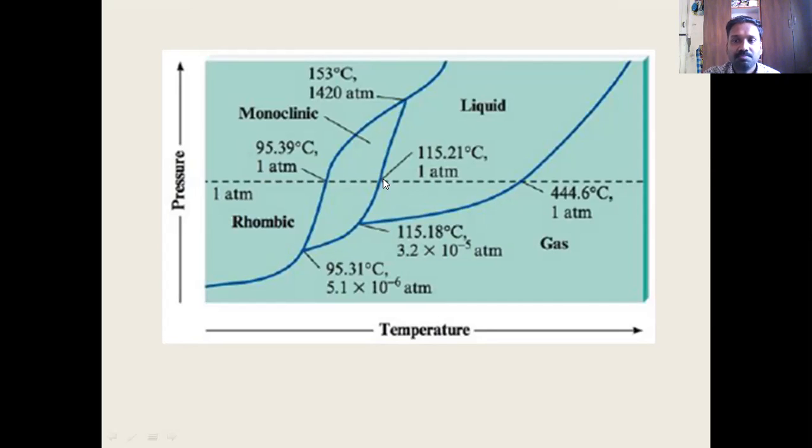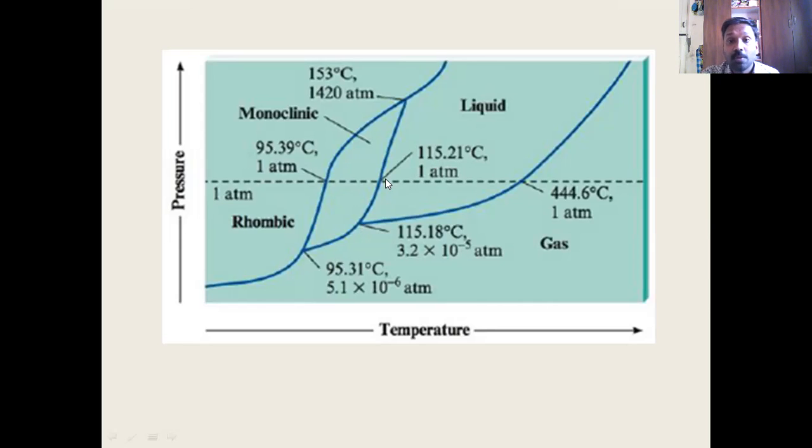So now at 1 atmosphere, which is the phase which is melting? It is always monoclinic. It is the monoclinic phase which is melting. You cannot have the rhombic phase melting, because as you heat rhombic, it converts to monoclinic and then melts at 115 degrees Celsius.